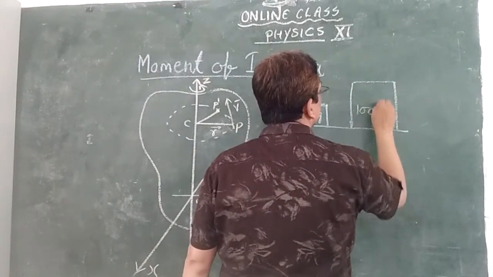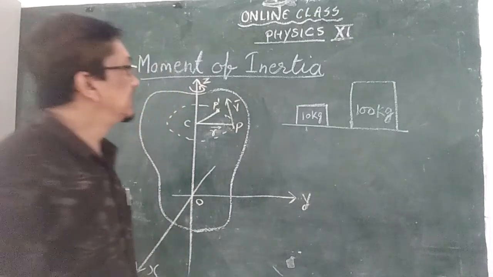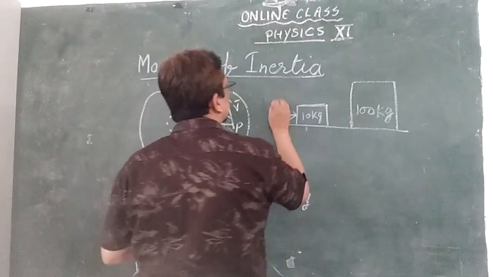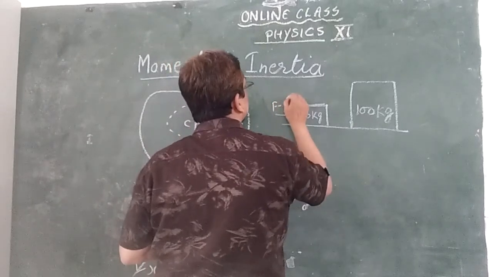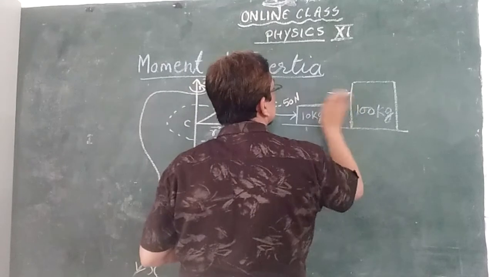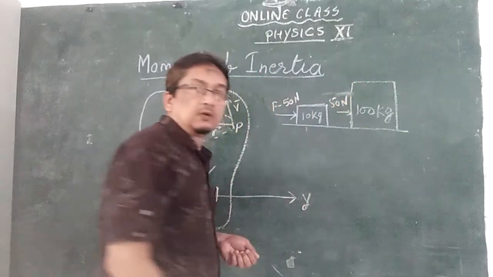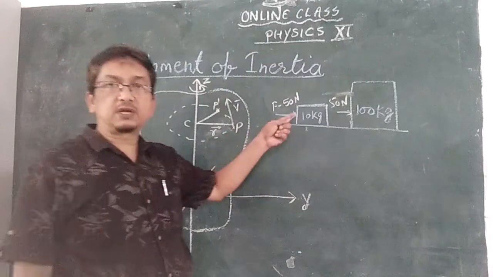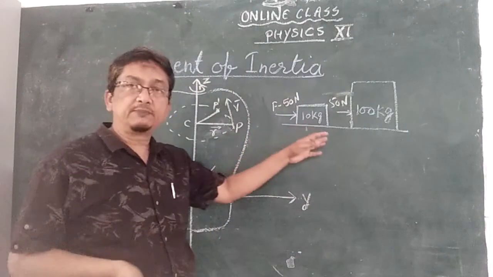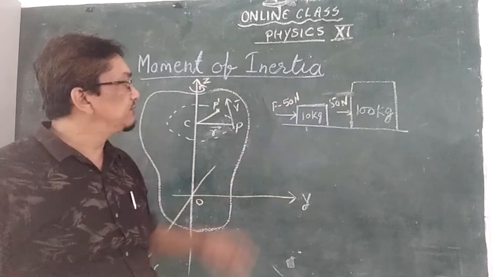So these two objects of different masses are here, and we are applying two forces. F here is 50 Newton, and this one is also 50 Newton. Clear? This is for translational motion. I am explaining what inertia will be there, and which object has more inertia. So you can feel here.